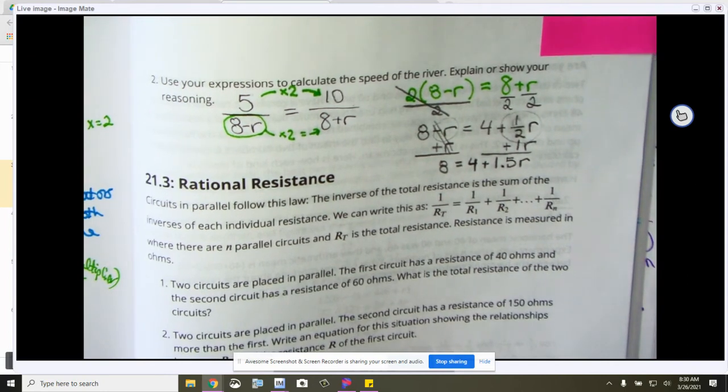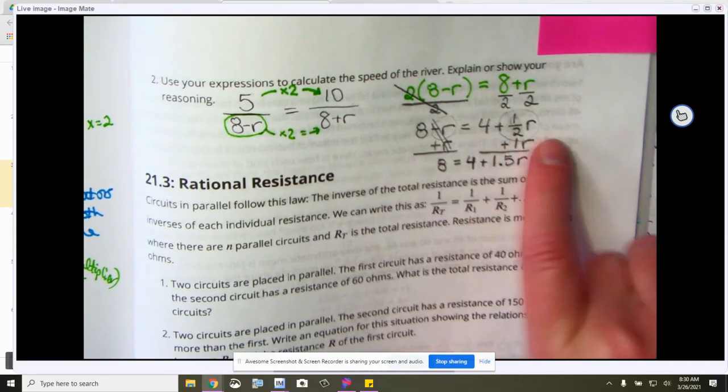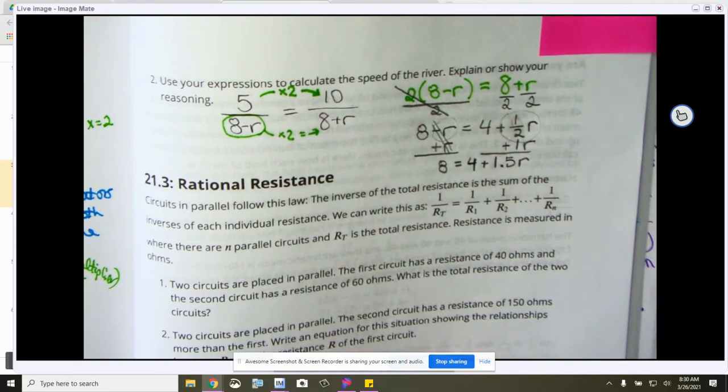Good idea, Aiden. Does that make sense how we would just then, I like your ideas that you're like, well, we've got a couple R's. Let's get them on the same side together.